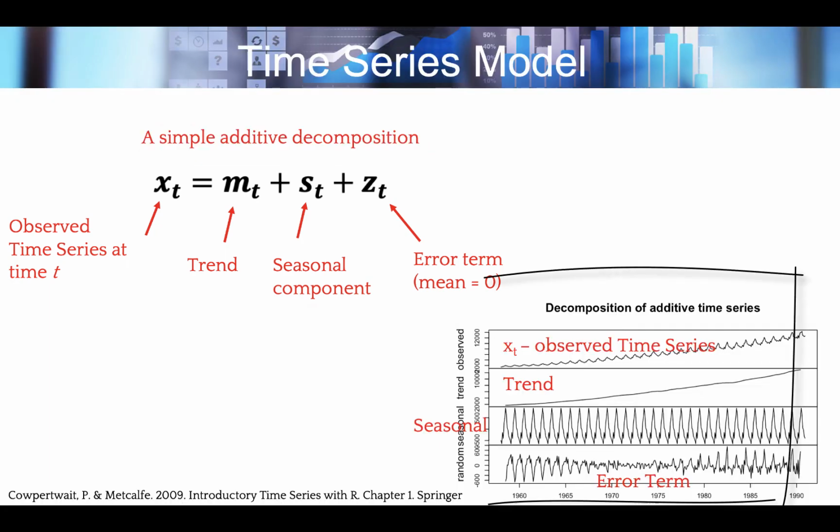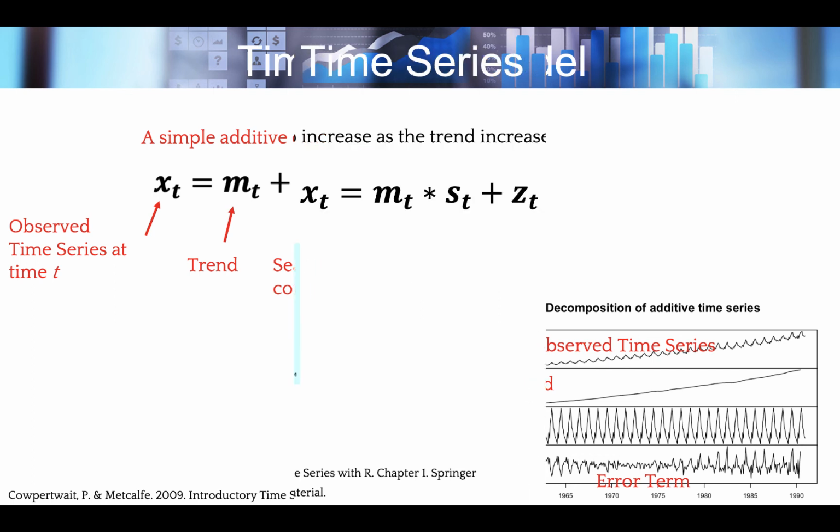And if you look at the decomposition plot, which you will be doing this week, you'll notice there are 4 subplots. So we have the observed value, x at time t, the observed time series at the top. We have trend, seasonal component and random component, which is the error term.